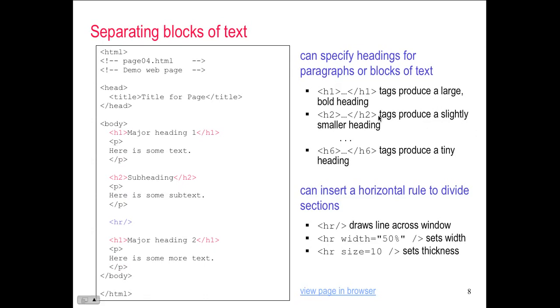So you can separate blocks of text. In this particular case, what we're looking at is the header. You can specify headers or headings for paragraphs or blocks. So here's where the H1s, the H2s, the H3s, the H4s come into play. These tags produce a large, bold heading. H stands for header, and we have different sizes. The slightly smaller one is the 2, then the 3. The bigger the number, the smaller the header, which is kind of not very intuitive. You'd think H1 would be the biggest. Well, it would be the smallest.